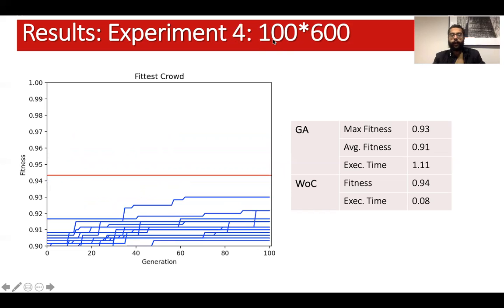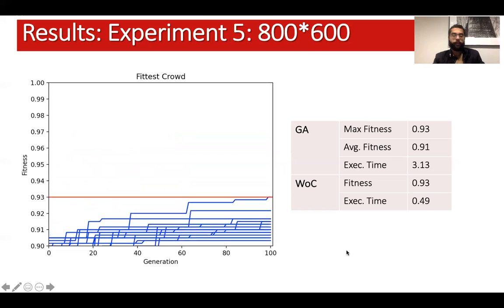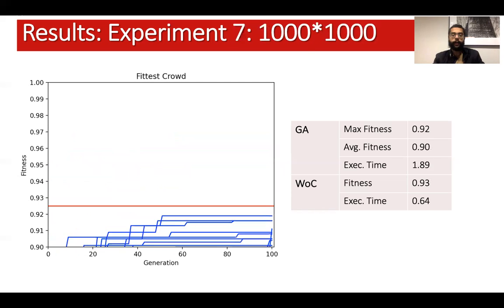Another data set of 100 variables by 600 clauses, and we can see here the hybrid approach outperforms the unenhanced one. The same for 800 variables by 600 clauses. And finally, we have 1,000 variables and 1,000 clauses. We can see that our approach had the best solution.